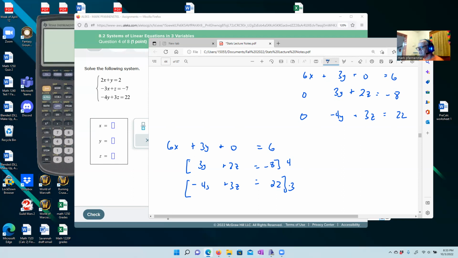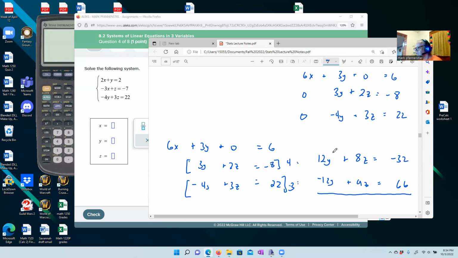That'll give me 12, and this equation will give me negative 12. So what's going to happen here is we get 12y, and then 4 times 2 is plus 8z, equal to negative 32. On the other side, we're going to get negative 12y, right? 3 times negative 4 is negative 12, and 3 times 3 is plus 9z. Then we have 22 times 6, that'll be 66. And then we're going to add these together.